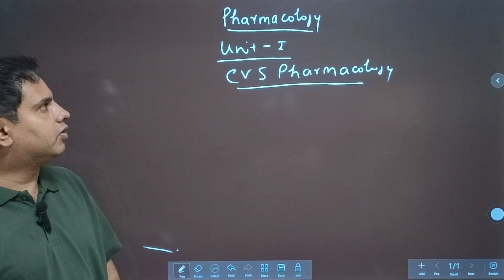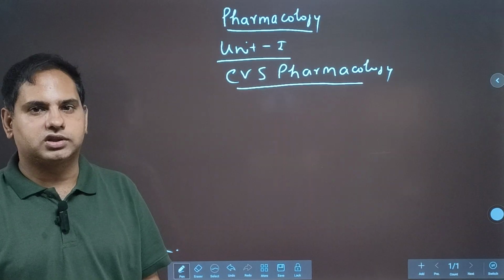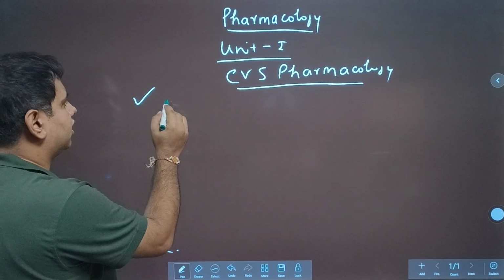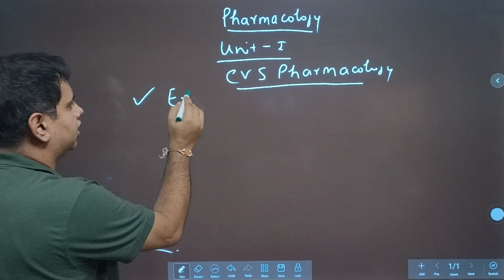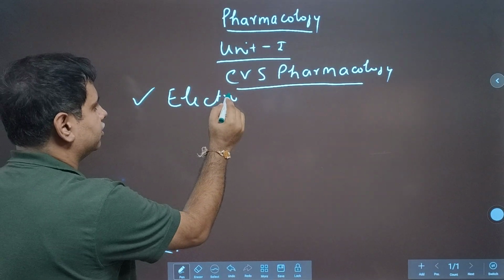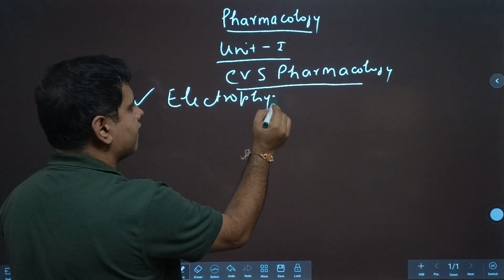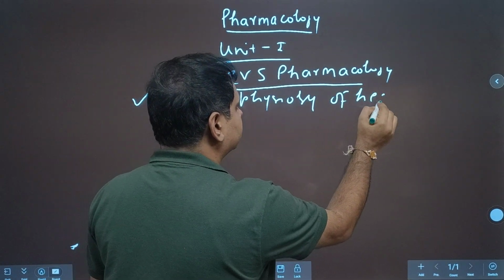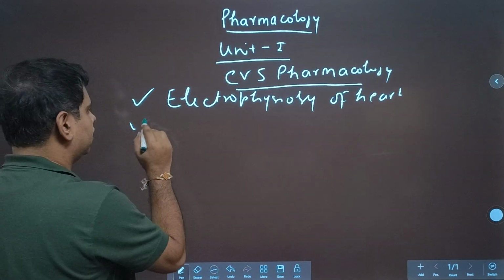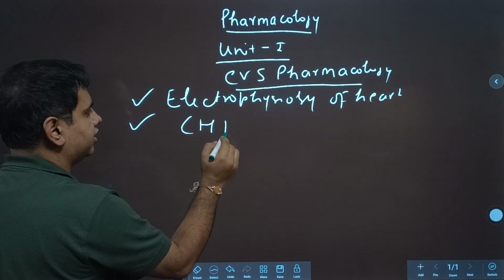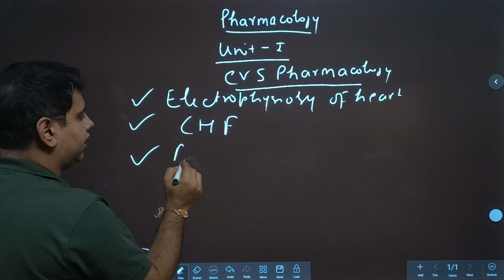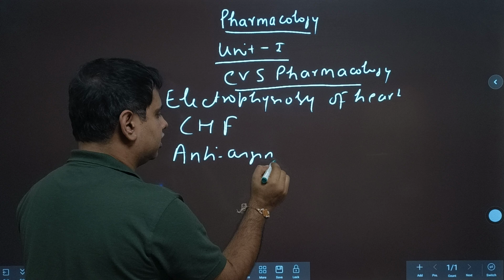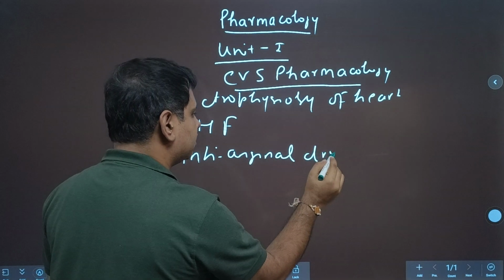So we are discussing unit 1 in B.Pharm 6th semester CVS pharmacology. What we have covered so far: we have covered the electrophysiology of the heart, the drugs which are useful in the treatment of congestive heart failure, and the anti-anginal drugs, the drugs which are used in the management of angina.